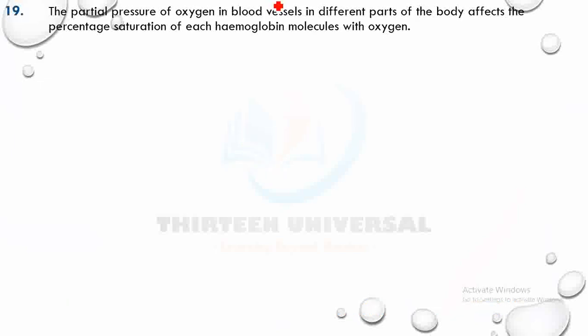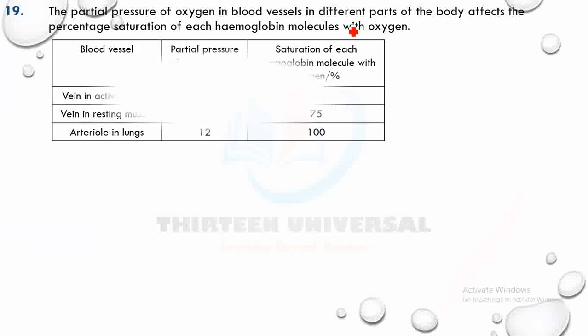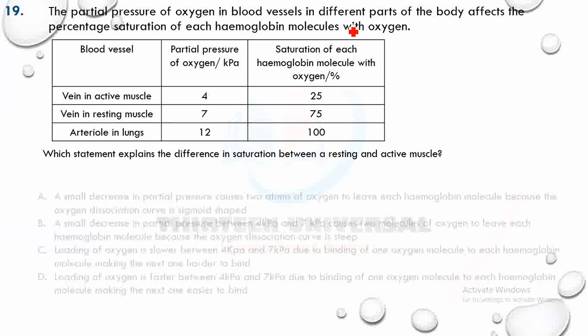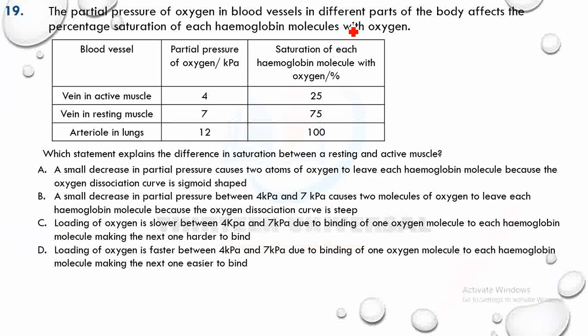The partial pressure of oxygen in blood vessels in different parts of the body affects the percentage saturation of each hemoglobin molecule with oxygen. Okay, you can see that. Which statement explains differences in saturation between a resting and active muscle? Okay, so I'd like you to solve this question. The difference between resting and active muscle.